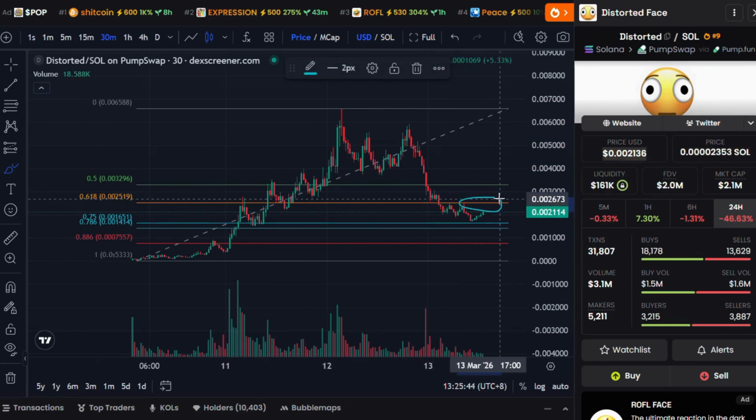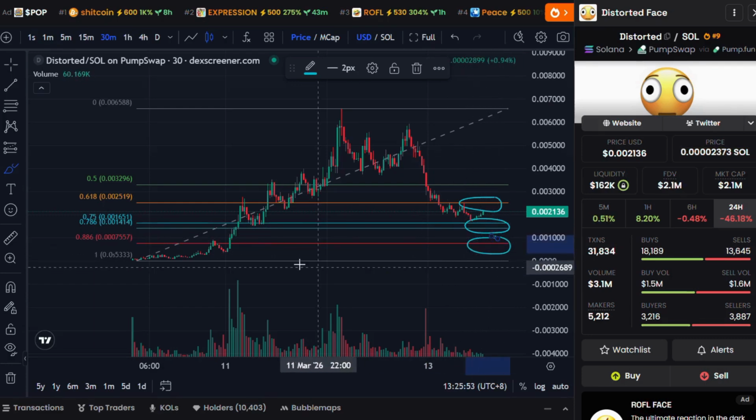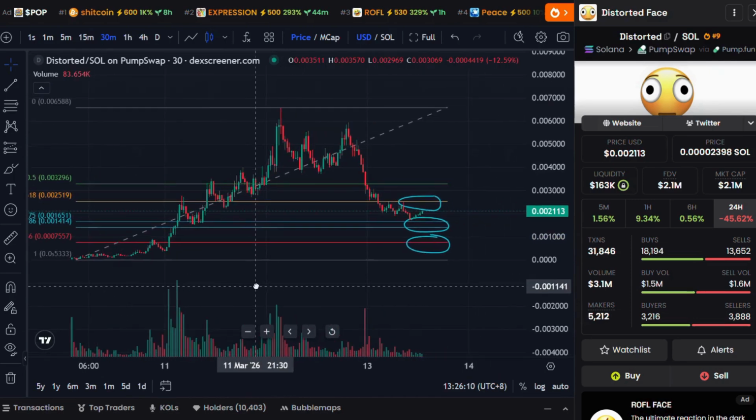Because the biggest opportunities in meme coin trading rarely come from chasing the initial pump. They come from understanding where the retracement ends. In this episode, we're going to break down Fibonacci retracement levels specifically for meme coin trading. But instead of just talking about theory, we're going to study real examples from DEX screener charts.